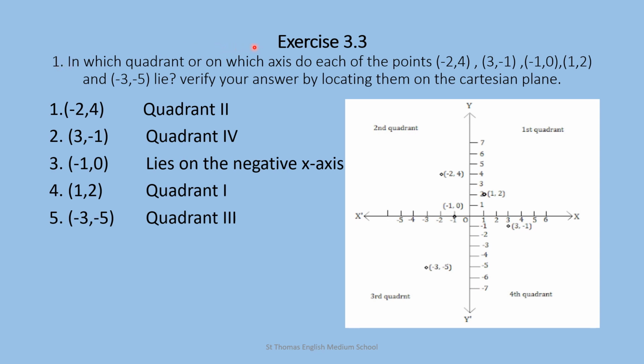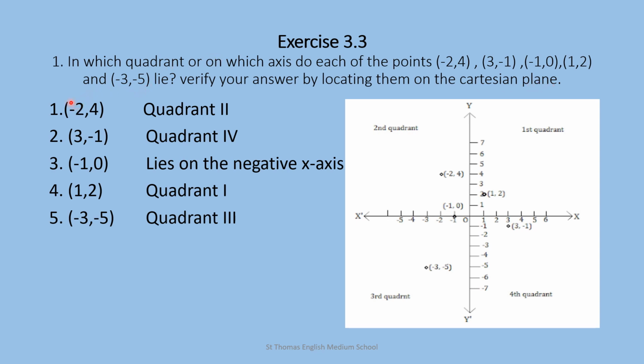Moving to exercise 3.3, question number 1. In which quadrant or on which axis do each of the points (-2, 4), (3, -1), (-1, 0), (1, 2) and (-3, -5) lie? Verify your answer by locating them on the Cartesian plane.